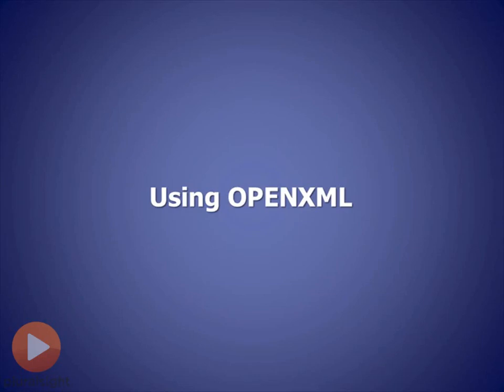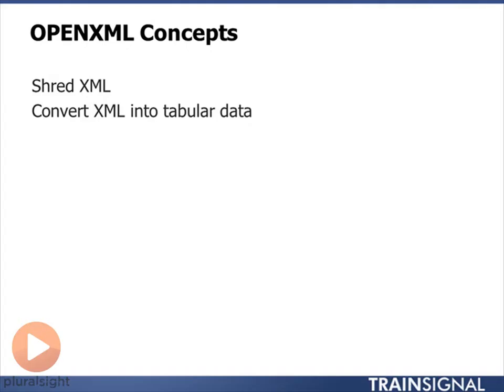Now that we've seen how we can confirm that our XML is in the format and the structure that we're expecting, it's now time to take a look at how we can take that XML and convert that into tabular data. This is where OpenXML comes into play.